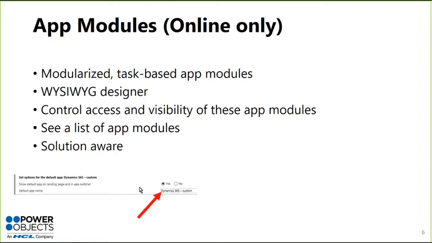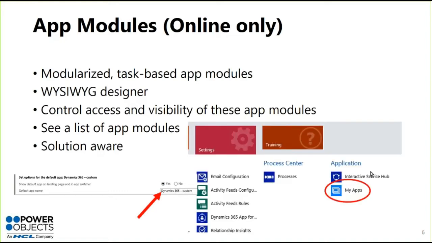So when we look at our settings, there's a place where we can actually choose whether we show that default app on the landing page and in the app switcher, and this is for users who are not system administrators. And then we are able to actually give that default app a different name rather than Dynamics 365 Custom. So we'll take a look at how you would do that if you were interested in doing that.